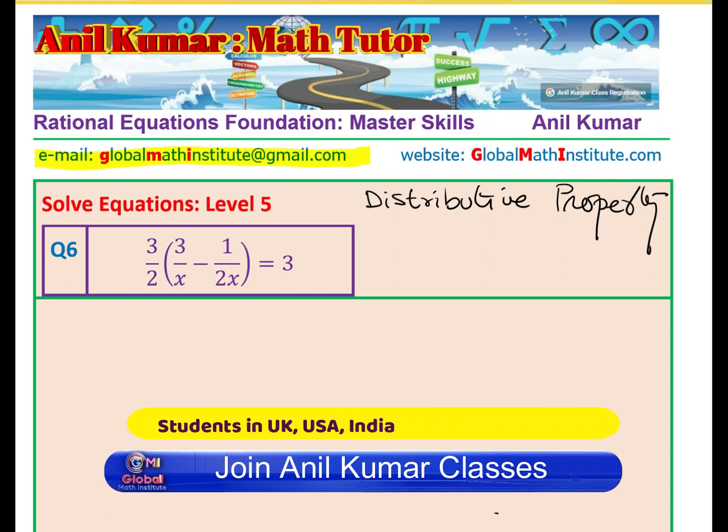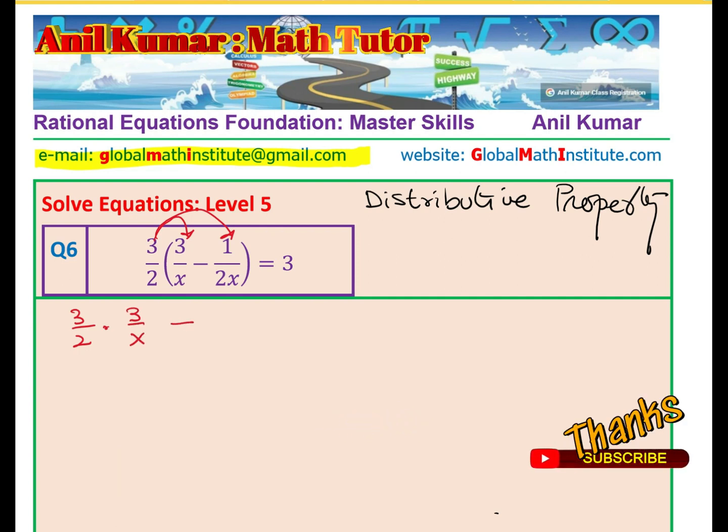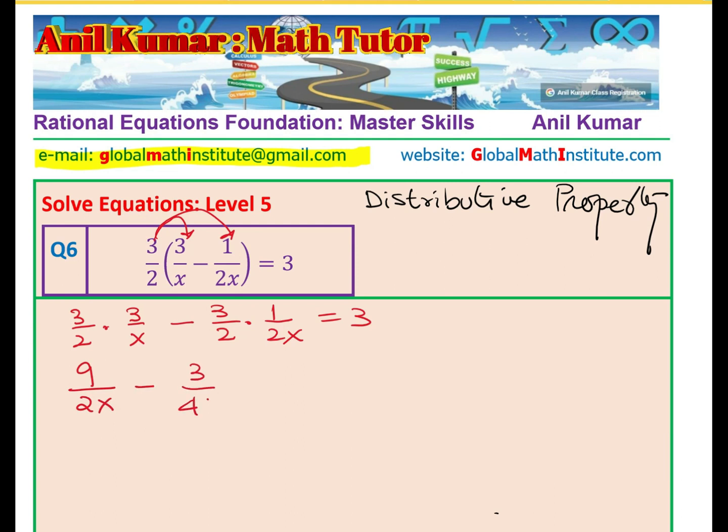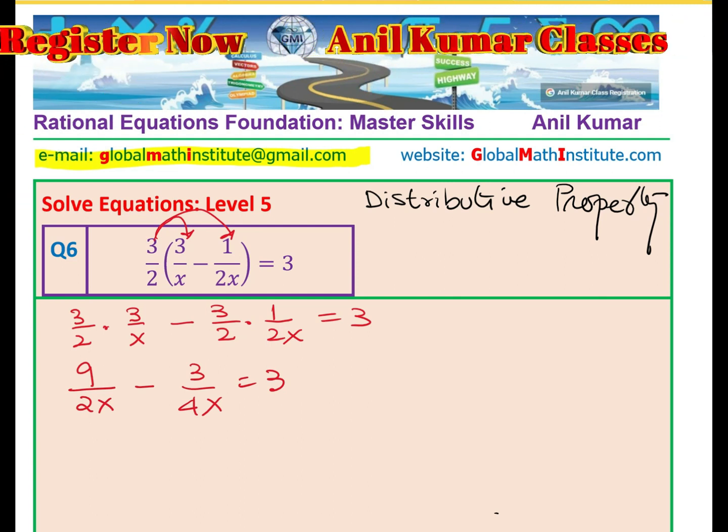Right, so let's apply the distributive property. That is to say, we are going to multiply 3 by 2 with both the terms inside. So we get 3 by 2 times 3 by x minus 3 by 2 times 1 by 2x equals to 3. So 9 by 2x minus 3 by 4x equals to 3. So now you see we multiply numerator with numerator, denominator with denominator, get a result.